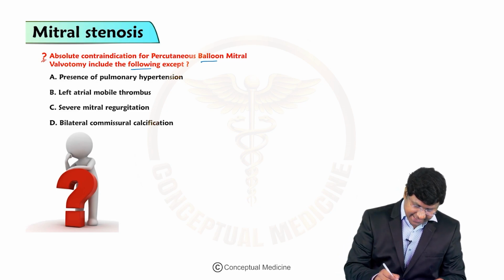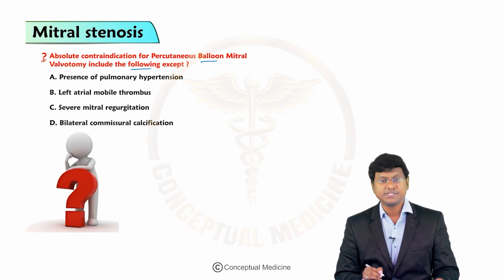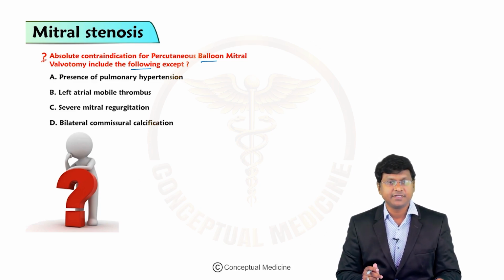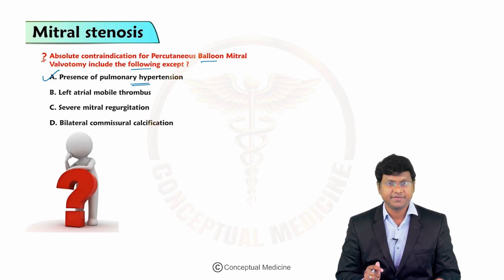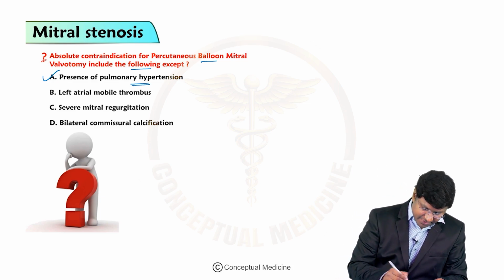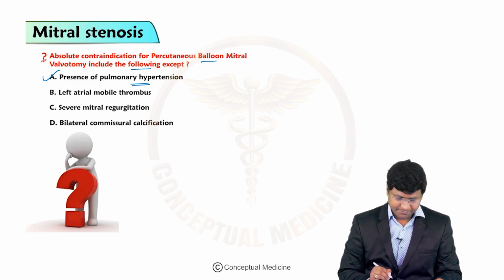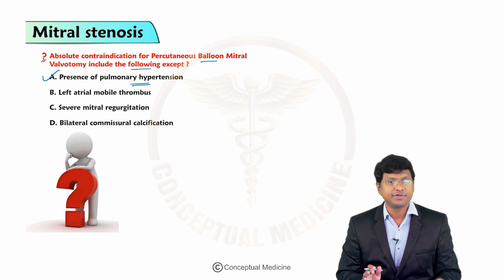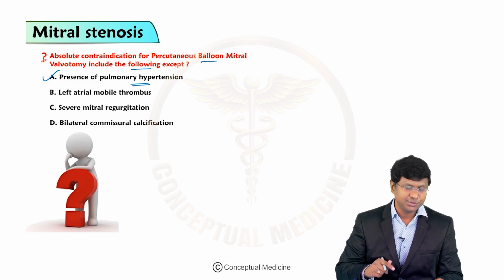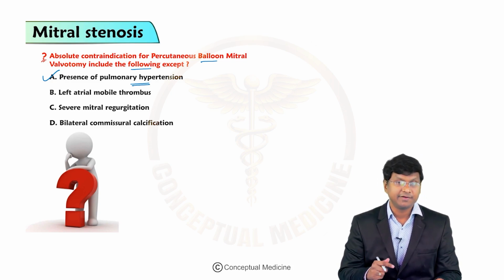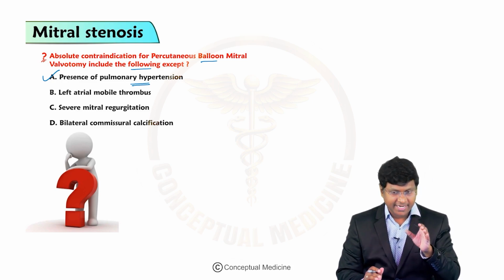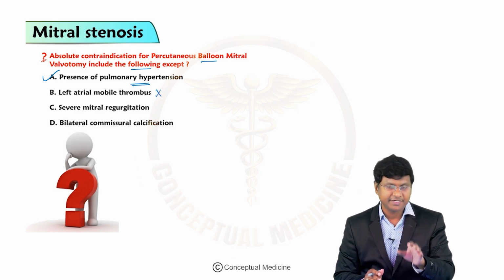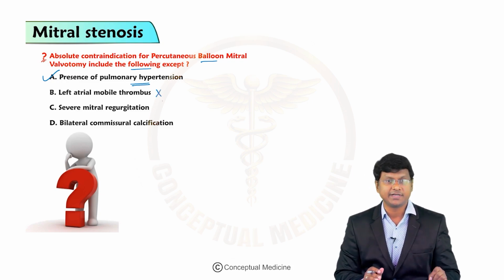Next question. Absolute contraindications for PBMV include all of the following except: presence of pulmonary arterial hypertension, left atrial mobile thrombus, severe mitral regurgitation, bilateral commissural calcification. So remember, presence of pulmonary hypertension is not a contraindication for PBMV. If there is pulmonary hypertension, you can do PBMV, right? And if the PBMV is done, the pulmonary hypertension of your mitral stenosis will get reduced.